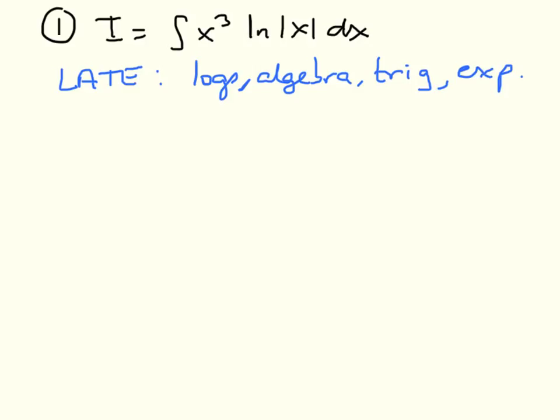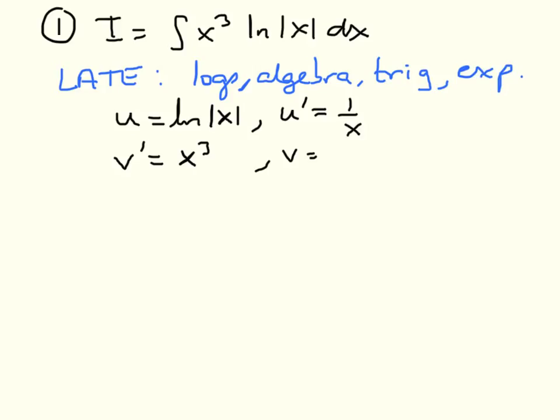So let's have a go at this, and what we're going to do is choose that u, the factor we're going to differentiate, is the logarithm of x. So the derivative of u is 1 over x, and that means the other factor which we're going to integrate, which I'm calling v prime, is x cubed, and v is its integral, and that is x to the 4th over 4. And now let's recall the integration by parts formula.